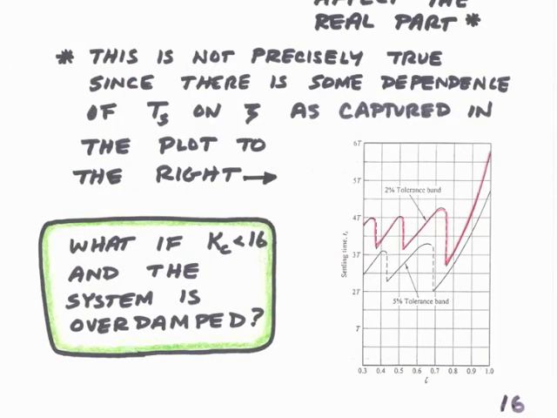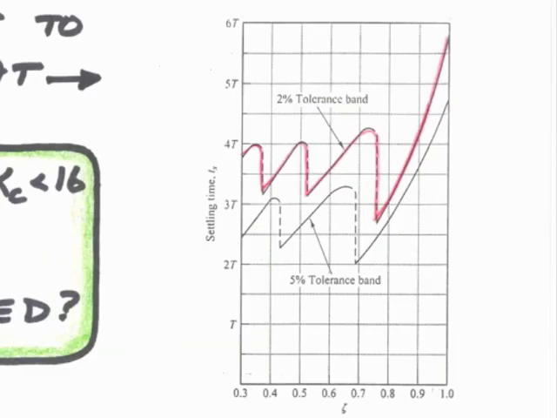Since the settling time is actually dependent on the value of zeta and not only on the value of the time constant, the value of kc chosen will in fact affect the settling time. So if we've chosen kc to be greater than 16, we may want to choose a particular value so as to reduce the settling time, even if we cannot actually change the time constant.